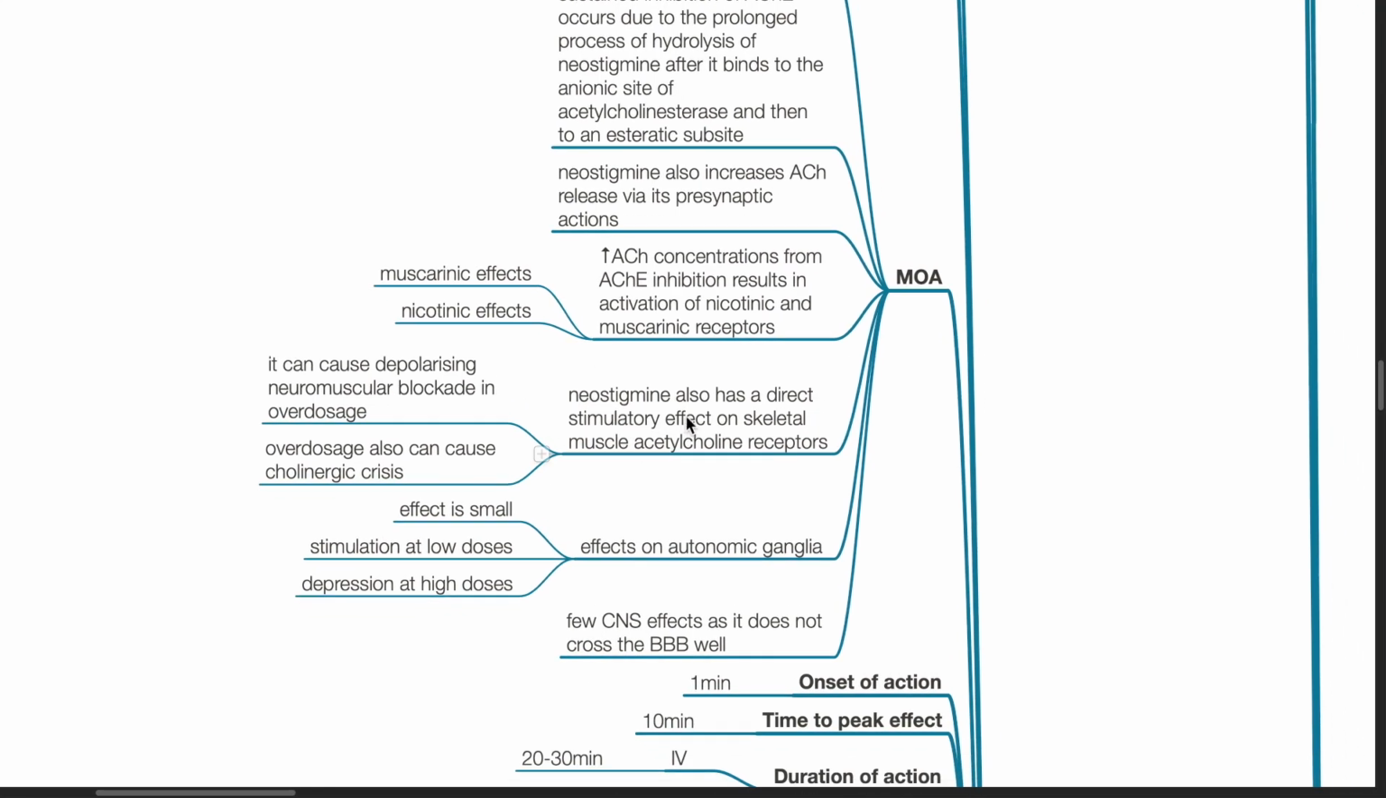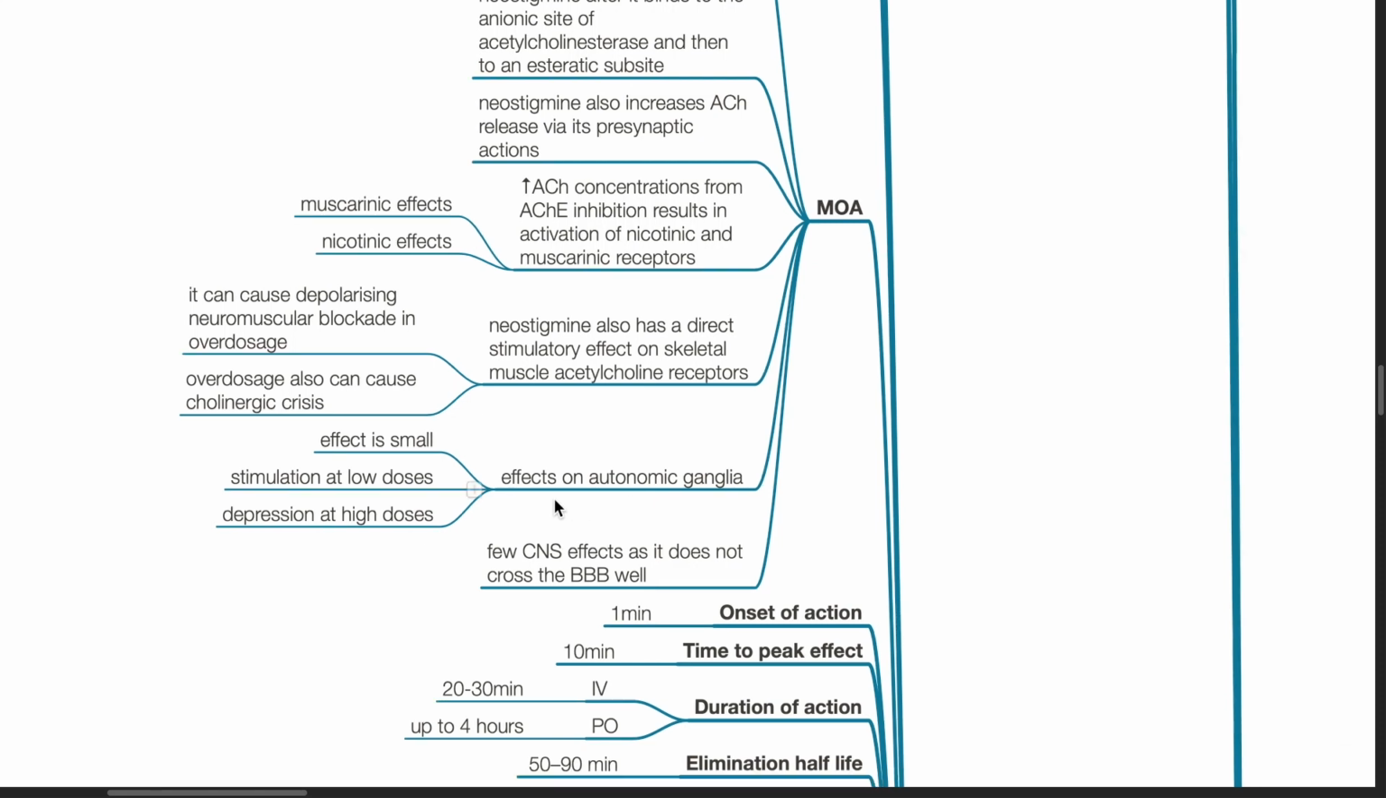Neostigmine also has a direct stimulatory effect on skeletal muscle acetylcholine receptors. It can cause depolarizing neuromuscular blockade in overdosage. Overdosage can also cause cholinergic crisis. Effects on autonomic ganglia. The effect is small. There is stimulation at low doses and depression at high doses. There are few CNS effects as it does not cross the blood-brain barrier well.